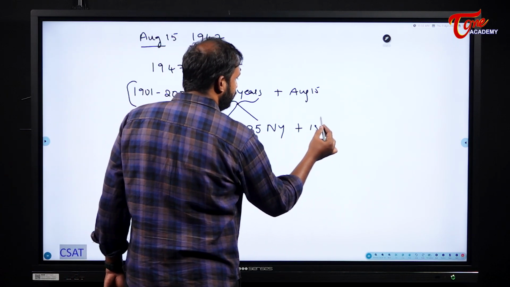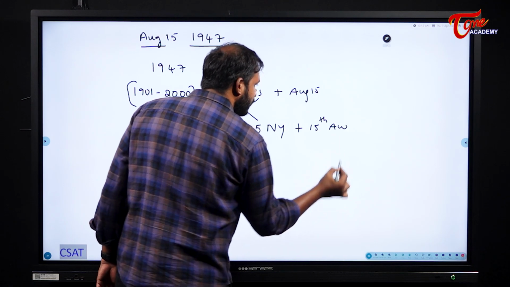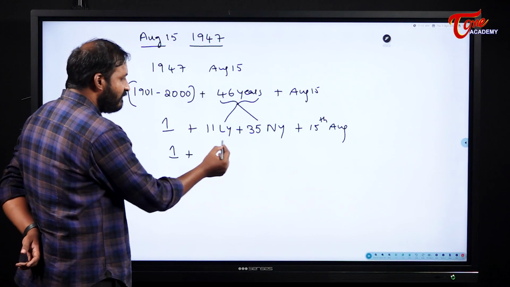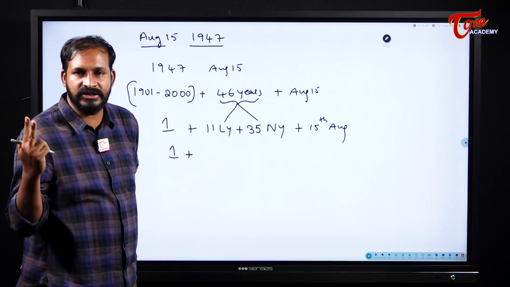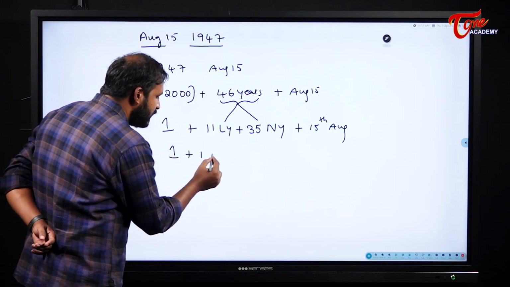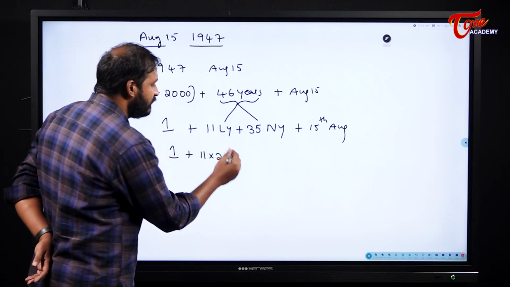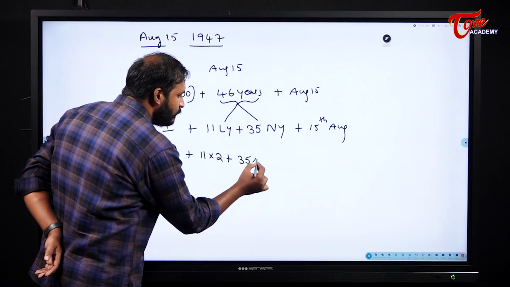Plus 15th of August. Okay. Now please see here 1 plus 11 leap years. 1 leap year will have how many odd days? 2 odd days. For 11 leap years means 11 into 2. Plus 1 normal year will have 1 odd day. So 35 normal years means 35 into 1.